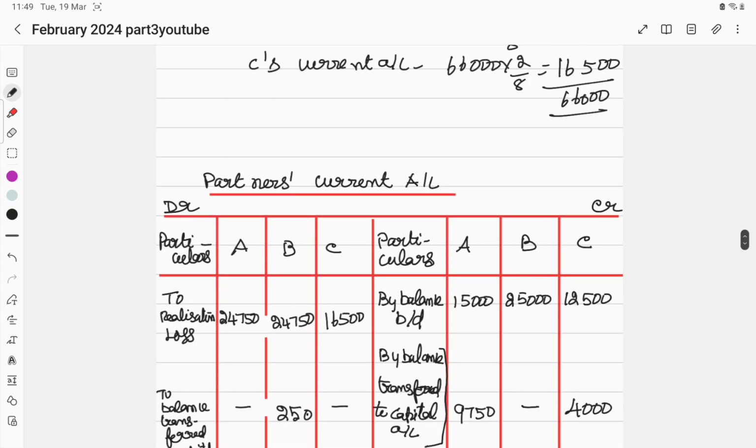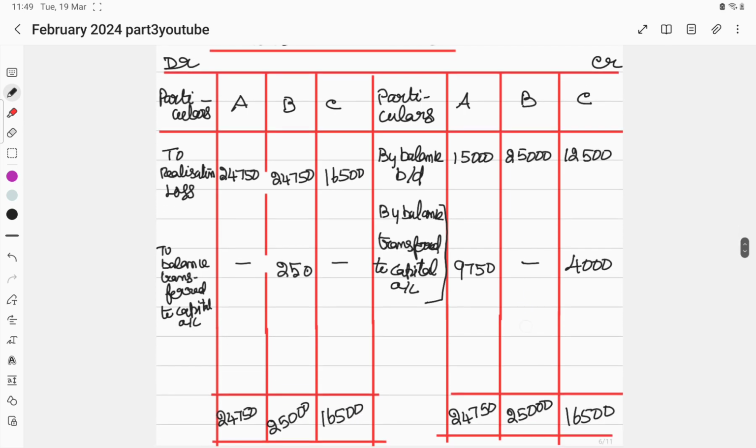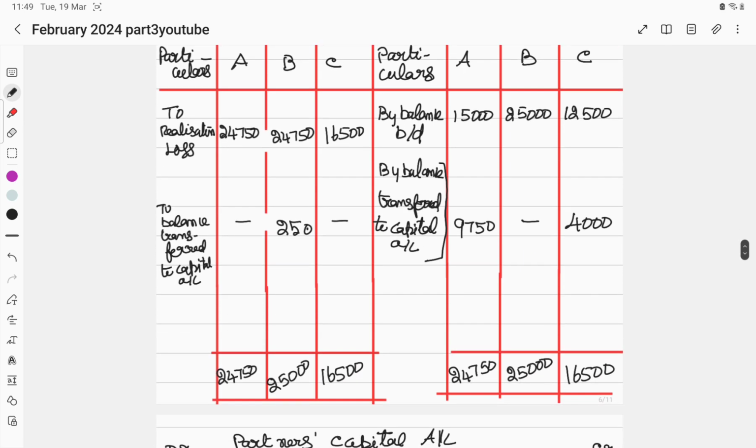So we have to open the partner's current account. Current account balances of A, B, C are given. So it is a liability now. It should be posted in the credit side as opening balance. By balance brought down 15,000, 25,000, 12,500. So to realization losses debited: A 24,750, B 24,750, C 16,500. So we have closed the current account and the balance is transferred to the partner's capital account.